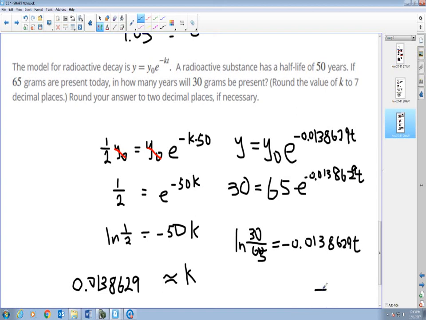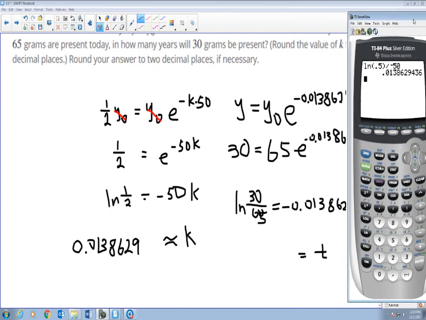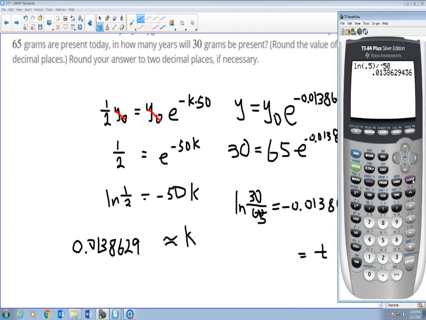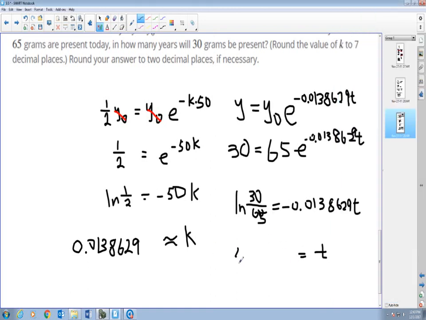So to get my time by itself, we'll divide both sides by my negative k. So that would be natural log of 30 divided by 65, close parenthesis, then divided by negative 0.0138629. So that will take about 55.77 years. That will be my answer.